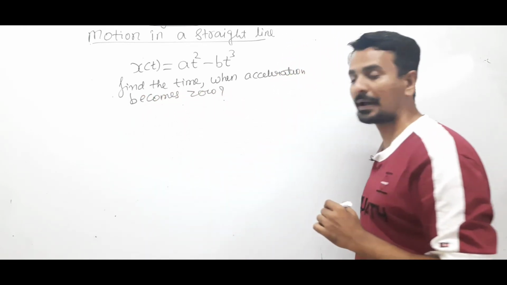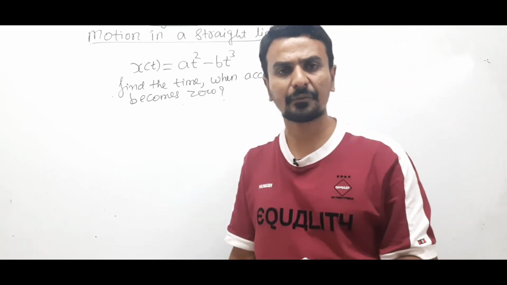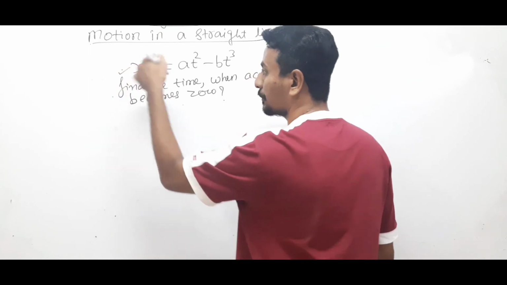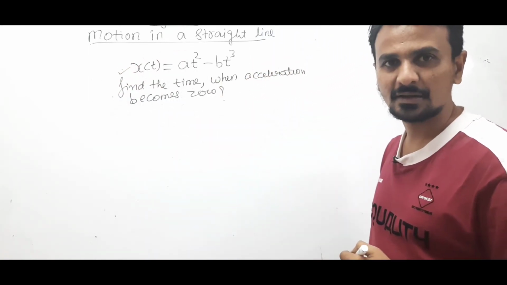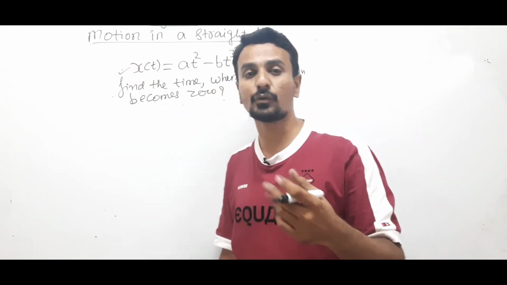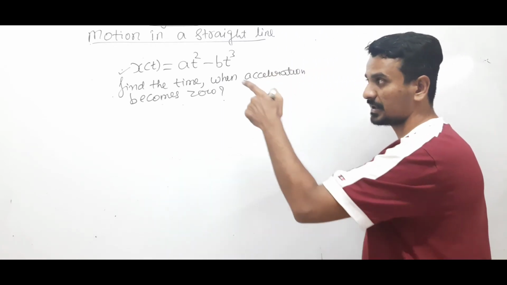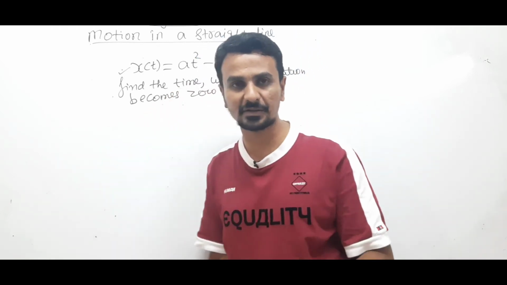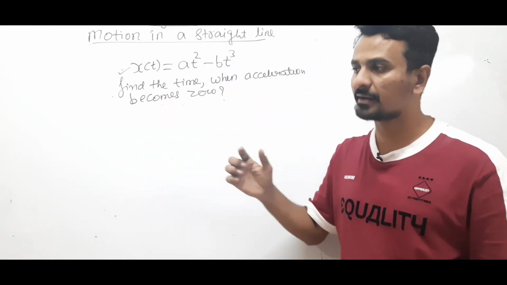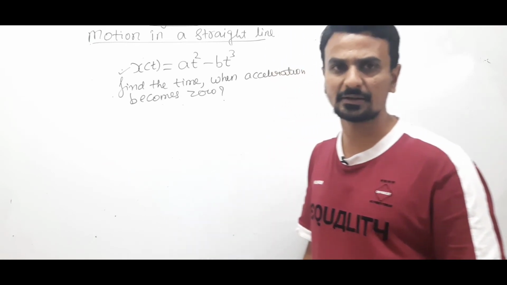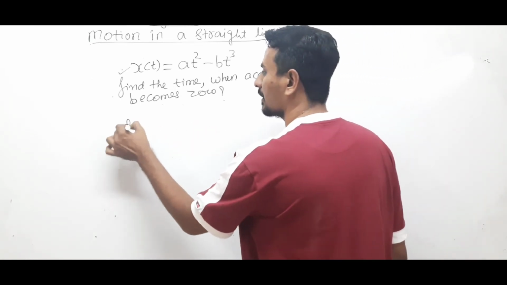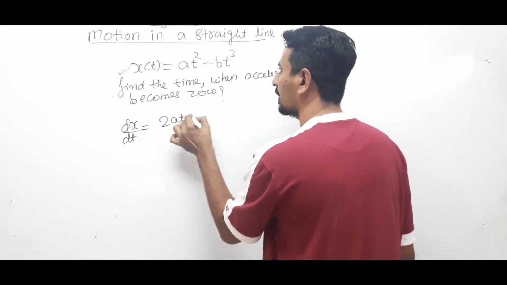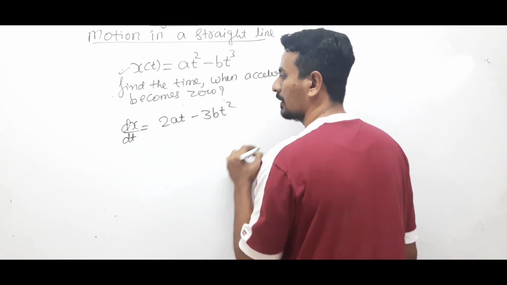So now we have been told to calculate the time at which the acceleration becomes 0. In order to obtain acceleration, we need to differentiate this, right? And this should be differentiated 2 times because x is given in the question. So once if we do differentiation, we'll get velocity, and then again the differentiation of velocity will give acceleration. Fine. So differentiate this, dx by dt, will be equal to 2at minus 3bt square.